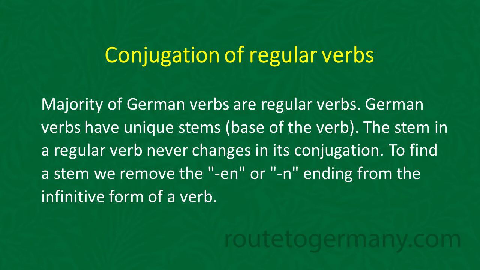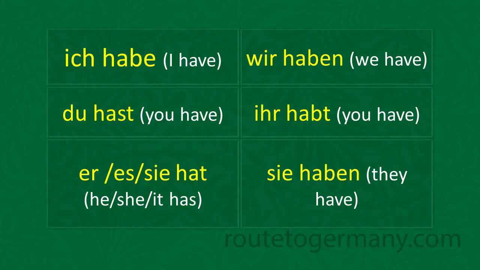To find a stem in a verb, we remove the en or n ending from the infinitive form of the verb. For example, to find the stem of verb haben, we remove the en ending, so the stem remains hab. If you can recall from the last lesson, we have used different endings with the stem of haben, which is hab, for first person, second person, and third person, and also for the singular and plural forms.